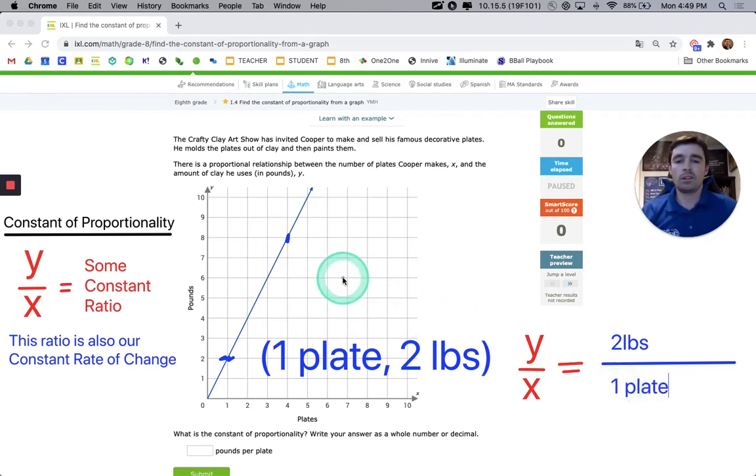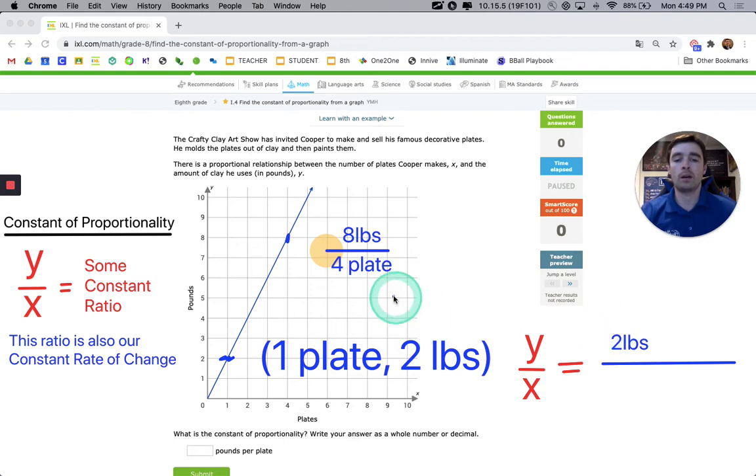And what we should also see if we pick other data points later on, like this point right here, this data point tells us we have 8 pounds of clay, right? The y value here is 8 pounds. And to get those 8 pounds of clay used up, that was because we made 4 plates. So the x value, y over x, would be 4 plates. And here, ultimately, if we did 8 pounds divided by 4 plates, then we would end up getting the same ratio.